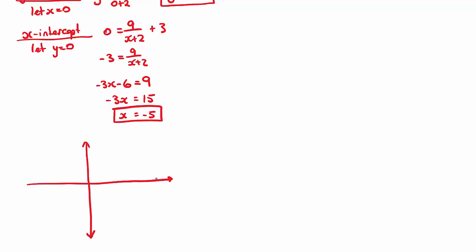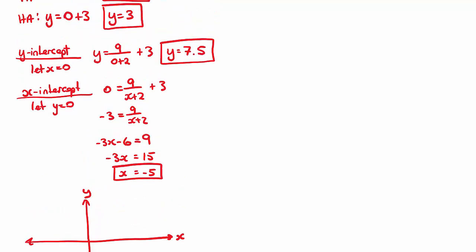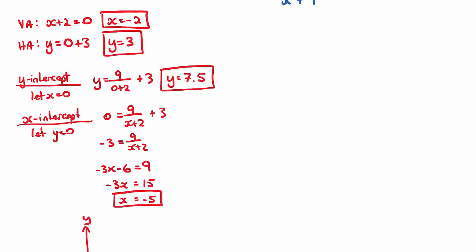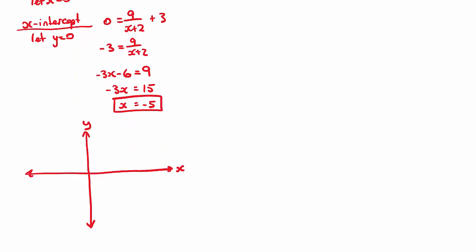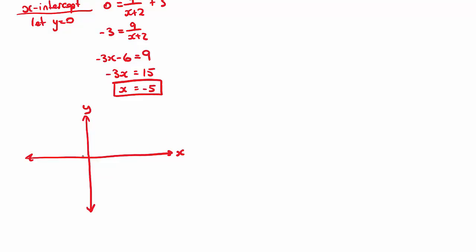We know that we have y and x. Let's put in our asymptotes. Our vertical asymptote is when x equals negative 2. So if we go to when x is negative 1, negative 2, that whole dotted line here is when x equals negative 2. So that's going to be our vertical asymptote when x is equal to negative 2.